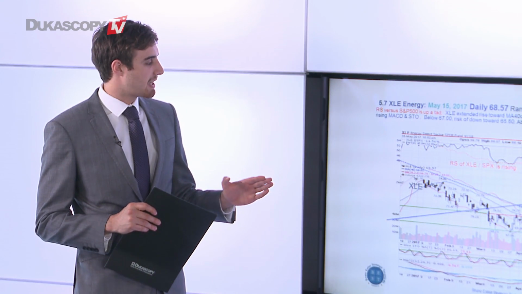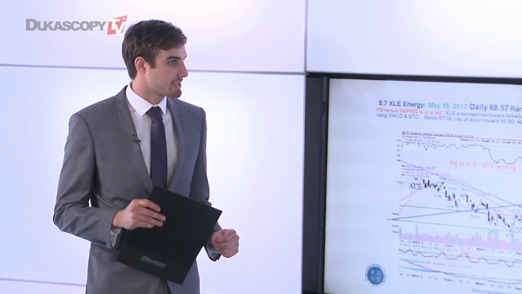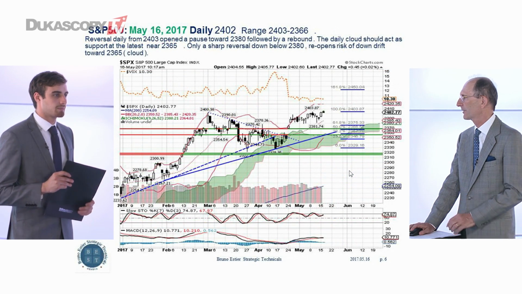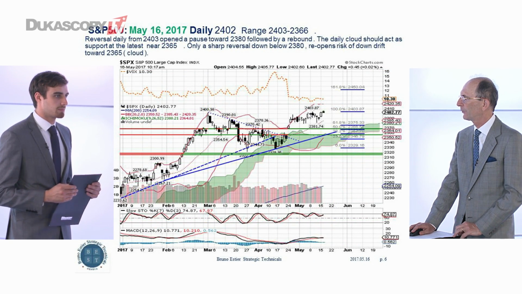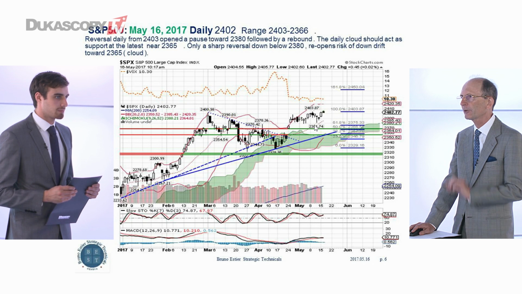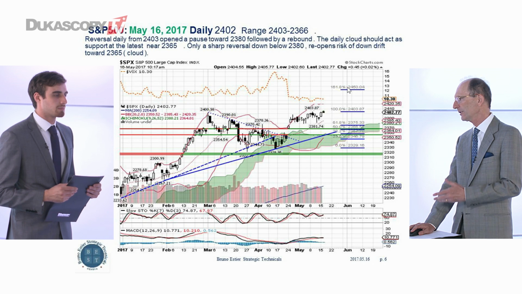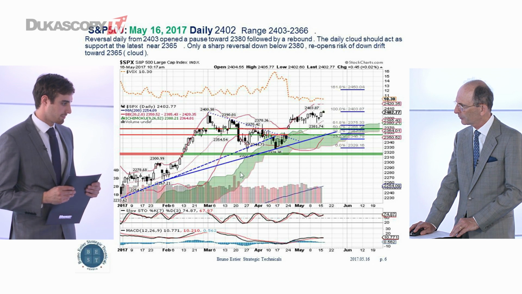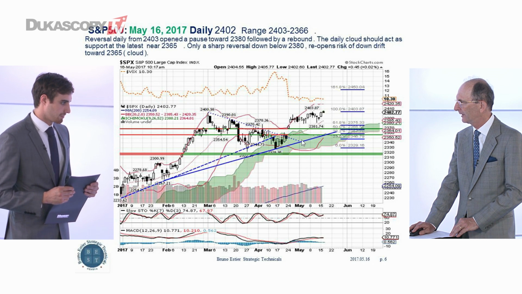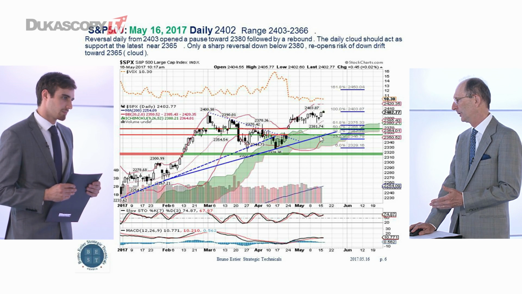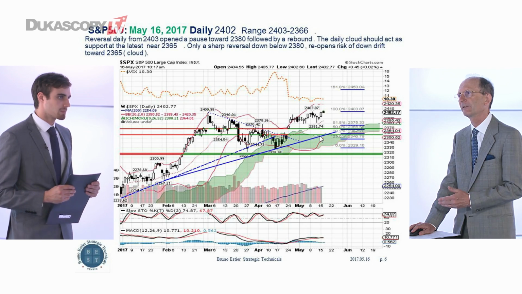So for the S&P 500, what are the targets and what are the risks? Well, let's look at two time horizons. First, the short-term time horizon. We are between 2,400 and 2,380, a very small range, and our short-term target is 2,450. And as a risk, we are going to consider this green cloud here and the upper part of this cloud, which usually acts as support. So it's around 2,350 levels.